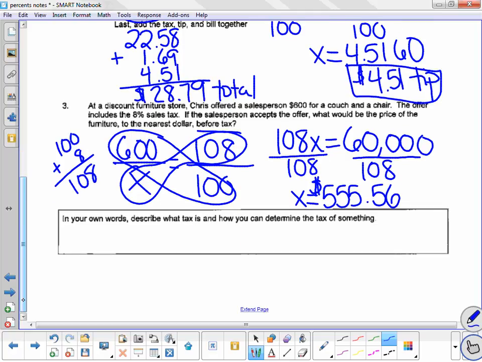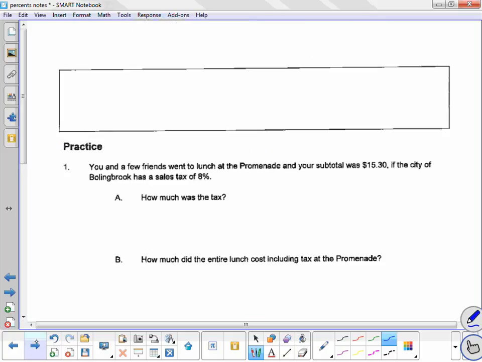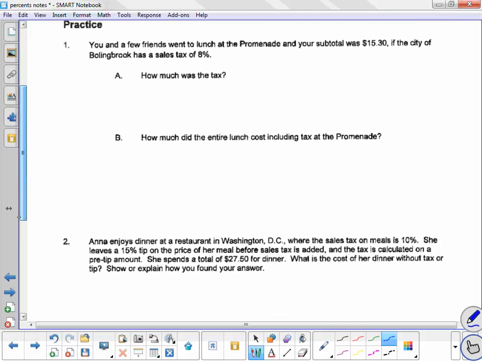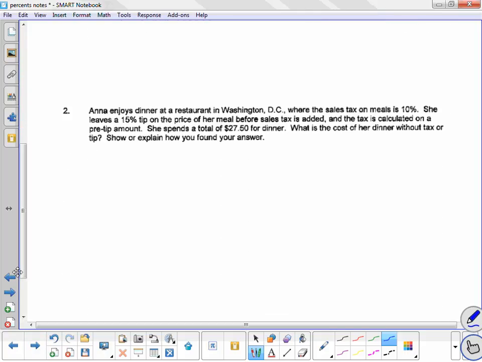What you're going to do now is answer this question in your own words: describe what tax is and how you can determine the tax of something. And you're going to move to the next page and answer the practice questions on your own. When you're done with the video and you've answered 1 and 2 on your own, you're going to go to Google Classroom and check your answers to 1 and 2 that are provided to you in your Google Classroom account.